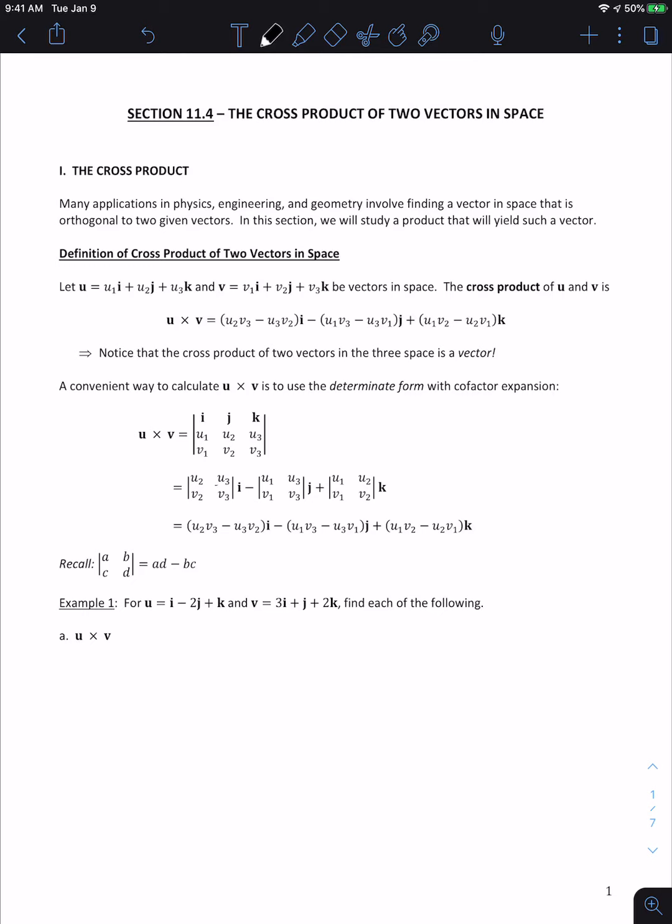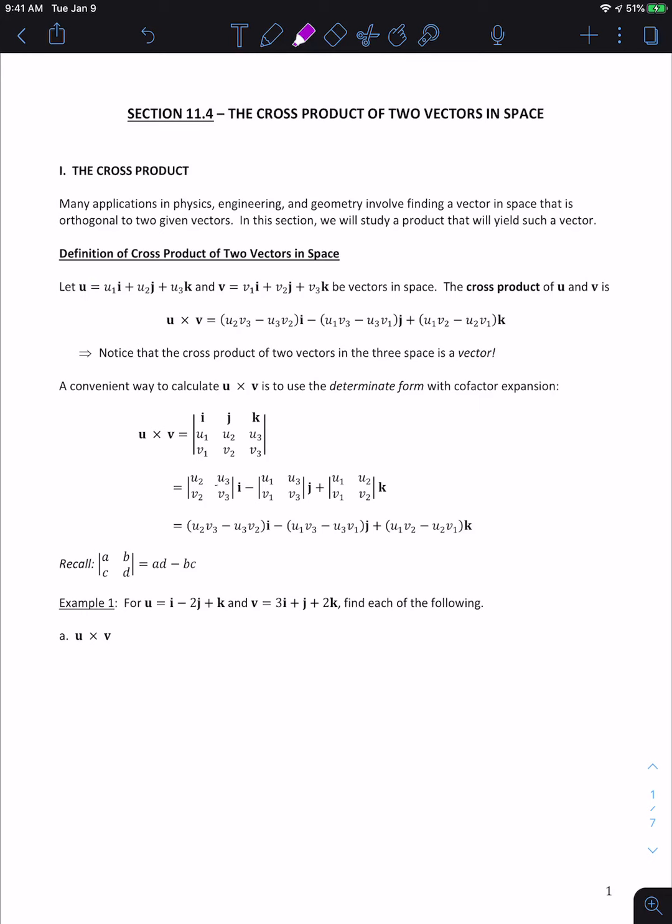One thing to note is the cross product of two vectors is a vector, right? In the last section we looked at the dot product. The dot product of two vectors is a scalar, right? It's a number. Here the cross product is going to have a component. This will be the component for I, this will be the component for J, and this will be the component for K. So it's a vector. And again, this vector is orthogonal to the two vectors. So in the case where I have vectors U and V, and I find the cross product U cross V, that is the vector that is orthogonal to both U and V. Right?